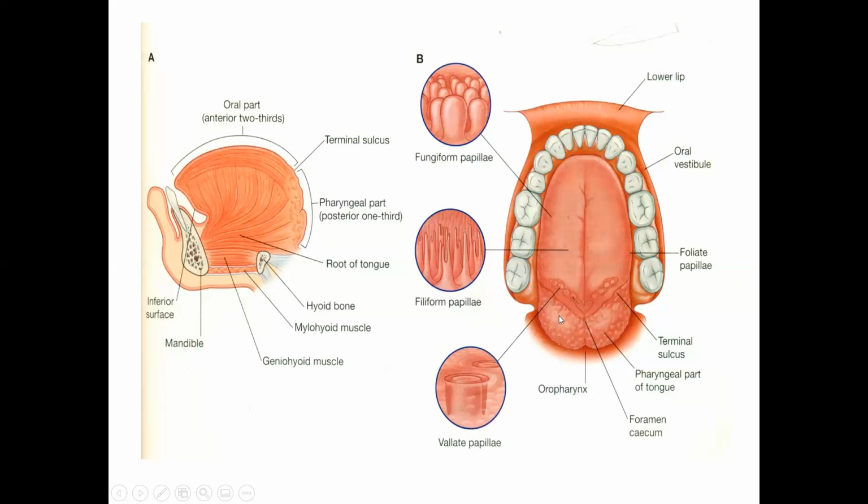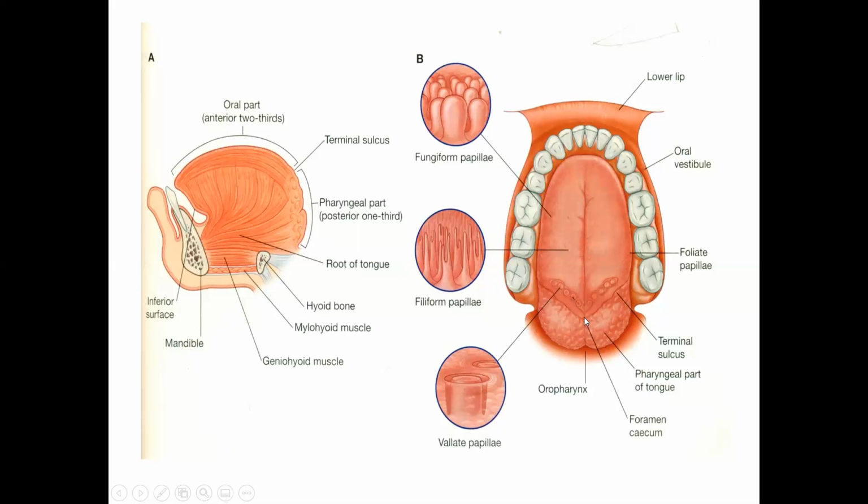Now on the posterior surface of the tongue, or the posterior 1/3 of the tongue, you can see here the nodules. These are lymphatic nodules, known as lingual tonsils. This is the posterior 1/3 of the tongue. It has a rough surface because of the presence of nodular lymphoid structures, known as lingual tonsils. This is also known as the pharyngeal part of the tongue, or the posterior surface of the tongue.